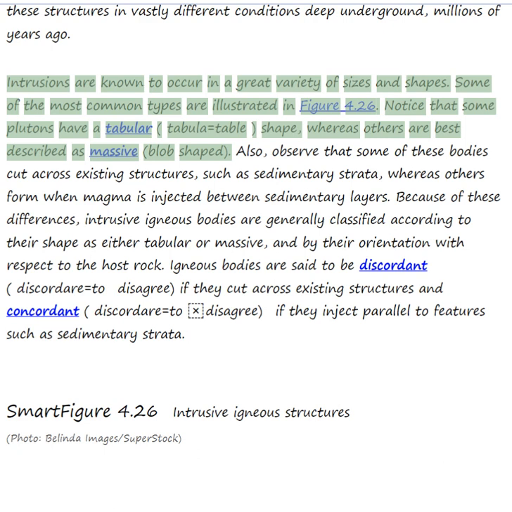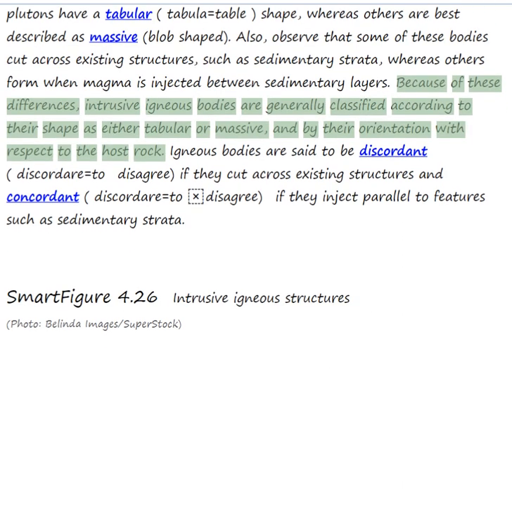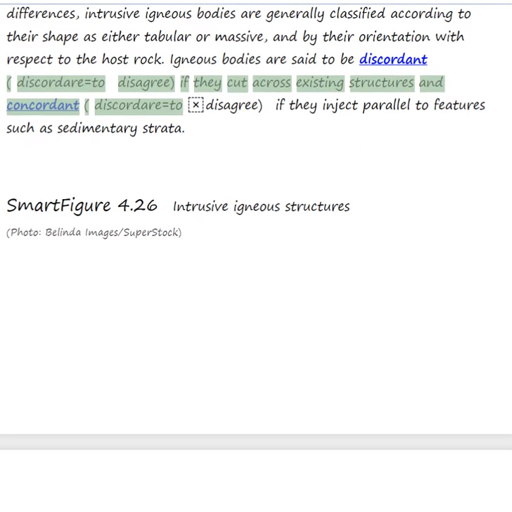Intrusions are known to occur in a great variety of sizes and shapes. Some of the most common types are illustrated in Figure 4.26. Notice that some plutons have a tabular shape, whereas others are best described as massive. Also, observe that some of these bodies cut across existing structures, such as sedimentary strata, whereas others form when magma is injected between sedimentary layers. Because of these differences, intrusive igneous bodies are generally classified according to their shape as either tabular or massive, and by their orientation with respect to the host rock. Igneous bodies are said to be discordant if they cut across existing structures, and concordant if they do not.